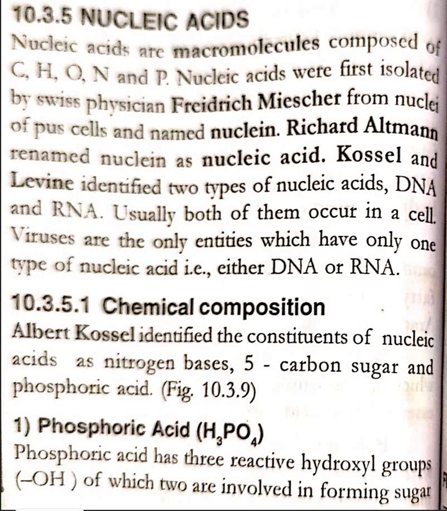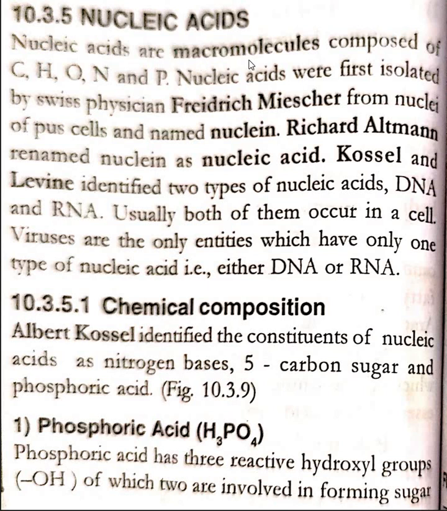Okay, our next topic is nucleic acids. Nucleic, as in the nucleus. Every animal cell contains a nucleus. In the nucleus, acids are present. Those are called nucleic acids. What are those nucleic acids? DNA and RNA, deoxyribonucleic acid and ribonucleic acid. These two are called nucleic acids.